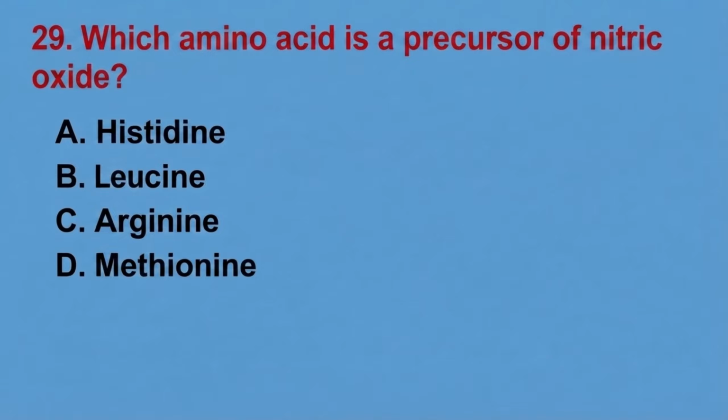Answer is C, arginine. Arginine is converted into nitric oxide by the enzyme nitric oxide synthase. Nitric oxide is an important signaling molecule that promotes vasodilation, improves blood flow, and contributes to immune function.